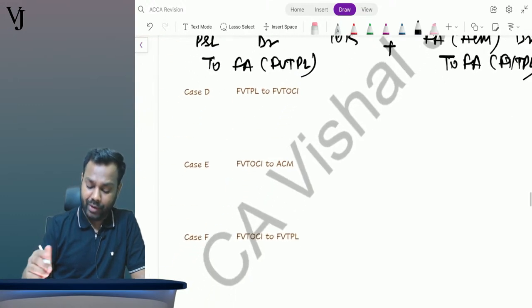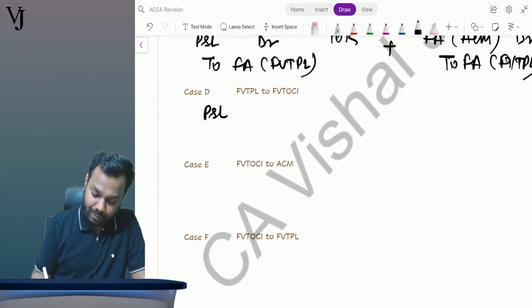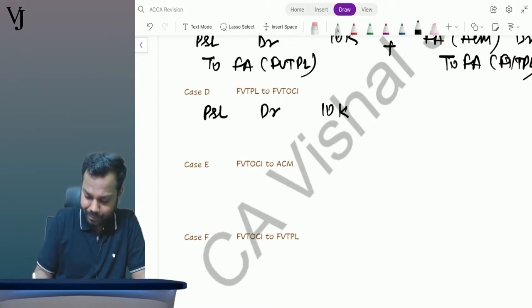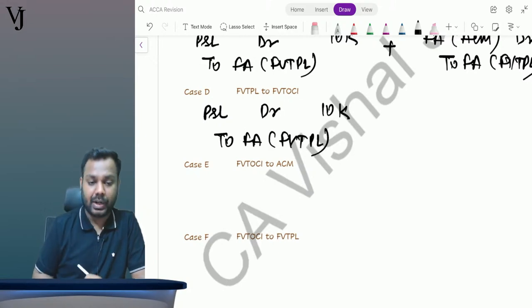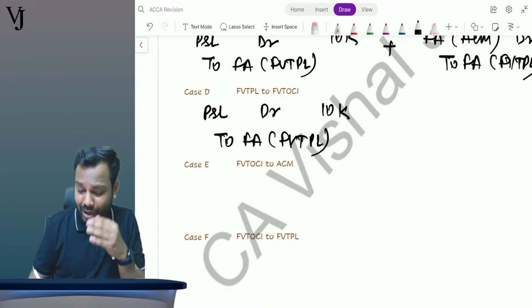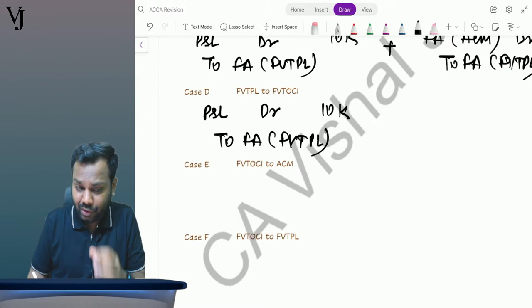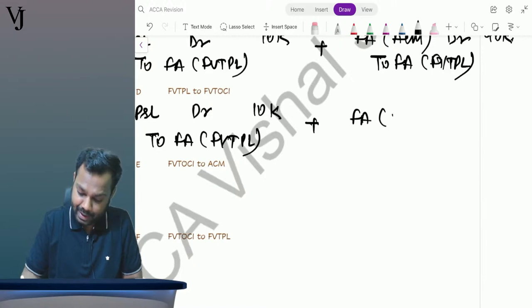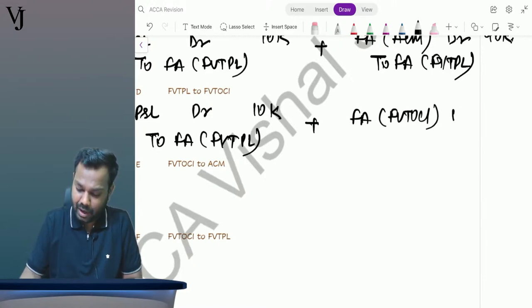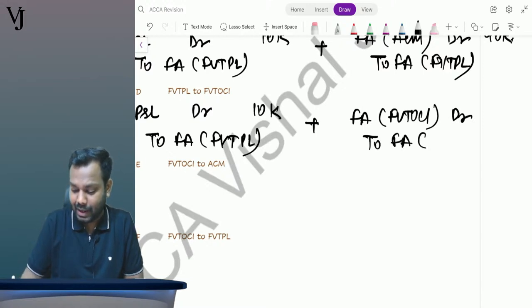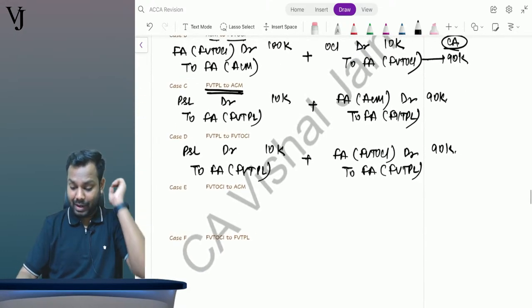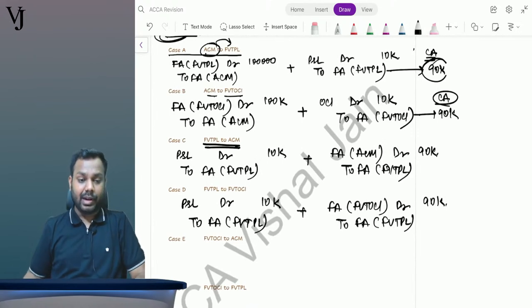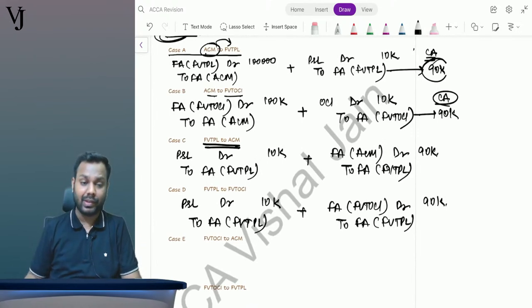Now FVT P&L to FVT OCI. So what will happen? The same entries. First of all, P&L account debit 10K to FA at FVT PL, right? So first of all, I will record the asset at its fair value. Then I will transfer to FVT OCI. FA at FVT OCI account debit to FA at FVT PL 90K. Guys, tell me, is this reclassification clear to all of you? Please confirm. Then I will move on to the next reclassifications.